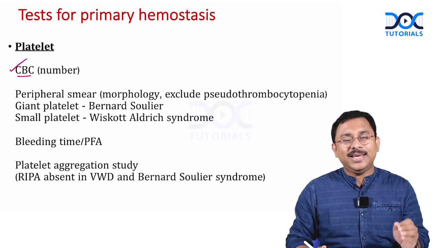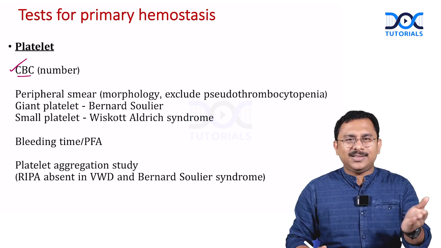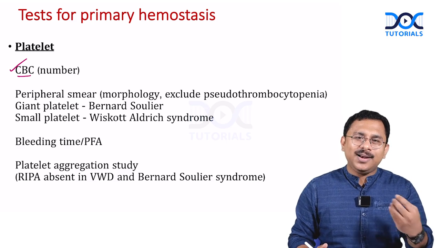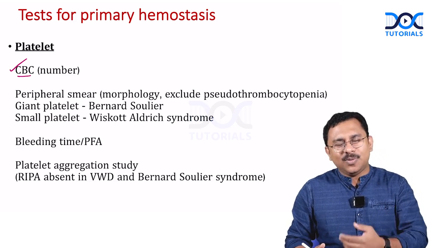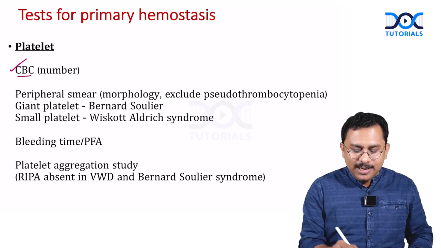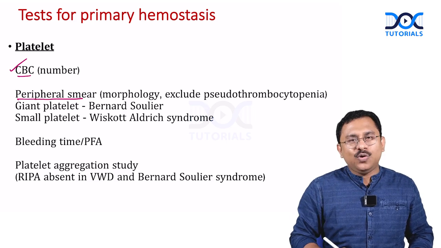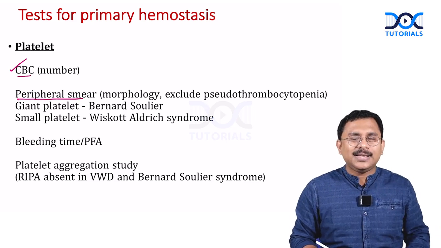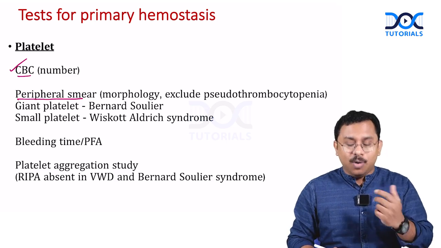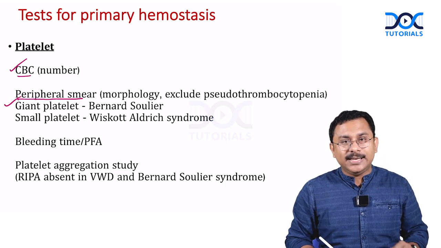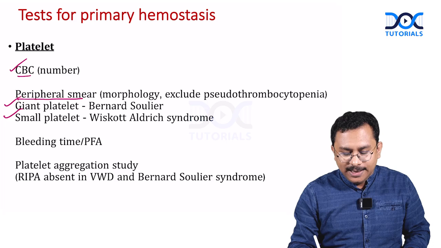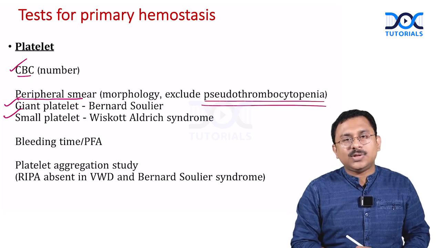whether there is a thrombocytopenia. It also helps you assess whether any other component of the complete blood count is abnormal. As I told you earlier, in certain leukemias, you can have associated thrombocytopenia, so you will have associated abnormalities in the WBC count as well. The peripheral smear is also important, which will give you an idea about the morphology of the platelets, because certain platelet disorders can have morphological abnormalities. Giant platelets may be seen in Bernard-Soulier syndrome. Small platelets may be seen in Wiskott-Aldrich syndrome. And you've also got to exclude pseudothrombocytopenia.